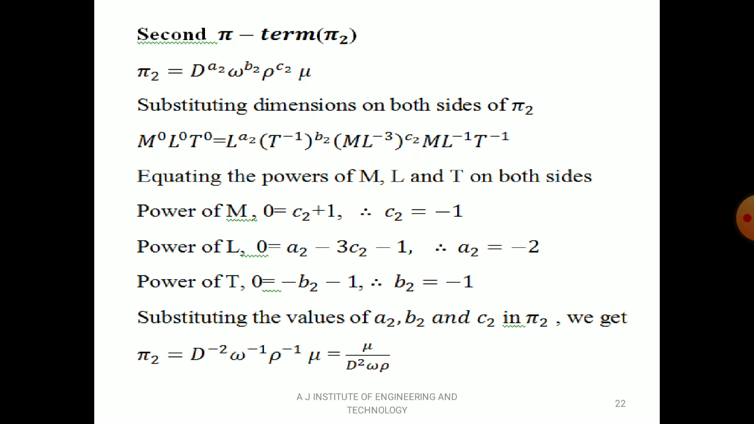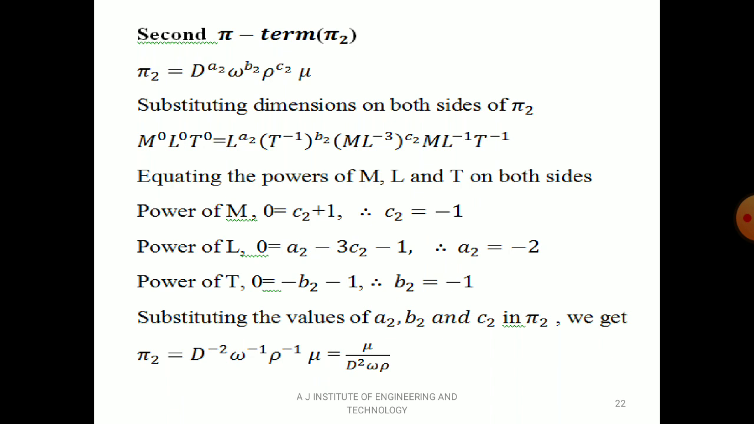Then equating the powers of M, L and T on both sides. First, let's go for equating the power of M. On left hand side we have M to the power 0, right hand side M to the power c2, M to the power 1. So 0 equals c2 plus 1, so c2 equals minus 1. So there is a value for c2. Then equating the power of L: L to the power 0 on left hand side, L to the power a2, L to the power minus 3c2, L to the power minus 1 on right hand side. So 0 equals a2 minus 3c2 minus 1.